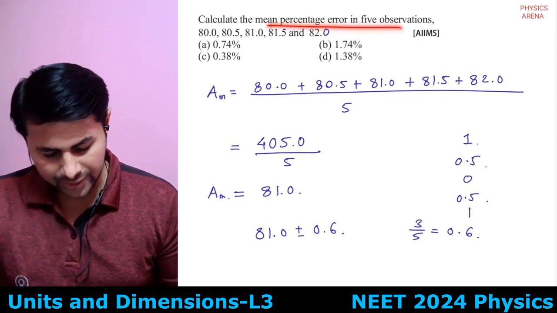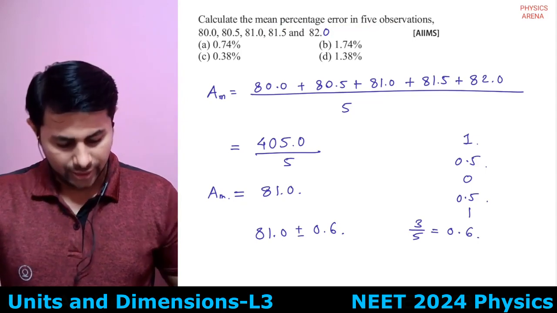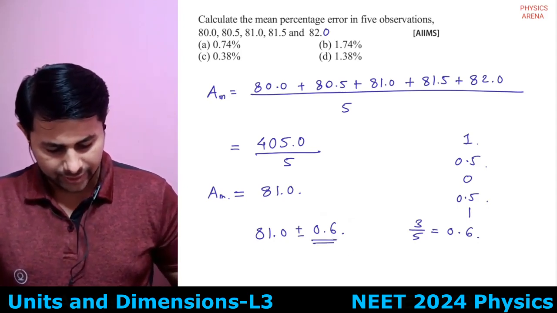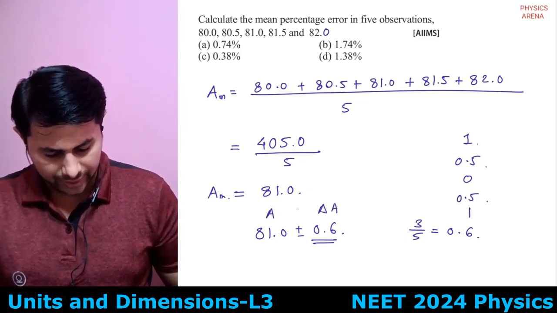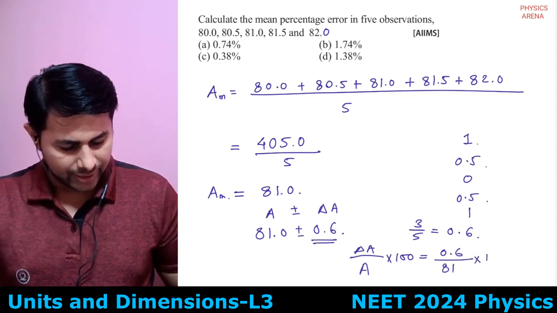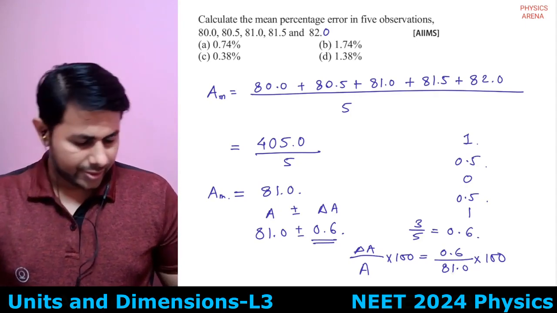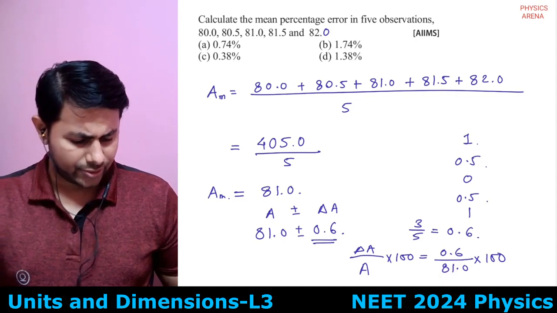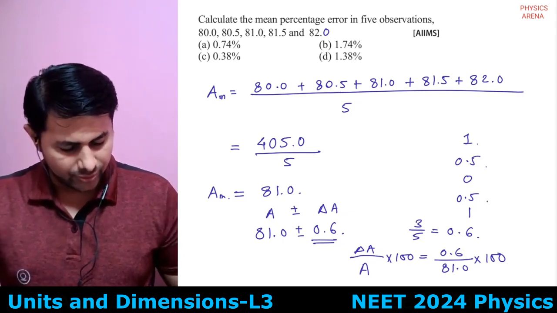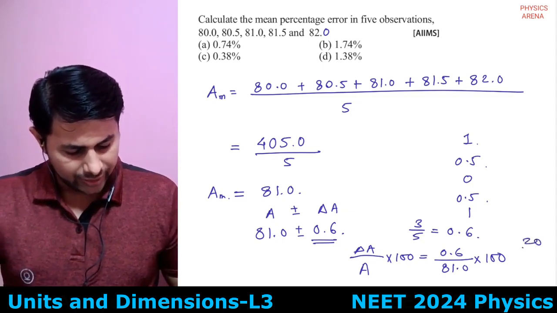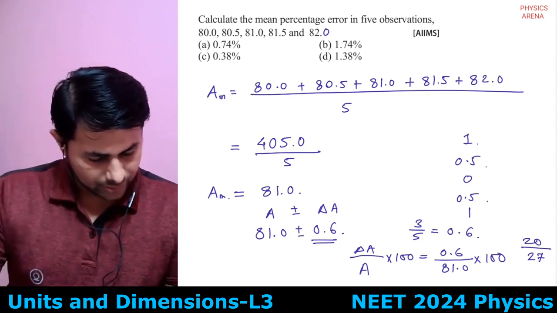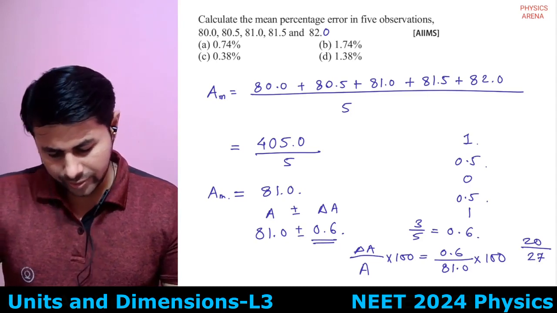And the mean percentage error we have to find out. So how much will be the percentage error? This is the error, delta A. This is A. So percentage error is delta A upon A multiplied by 100. So 0.6 divided by 81 multiplied by 100. 9 nines are 81, 27 threes are 81, and this will be 0.2 times. So 0.2 multiplied by 100 is 20 divided by 27. So it will be close to, I guess, the first answer.